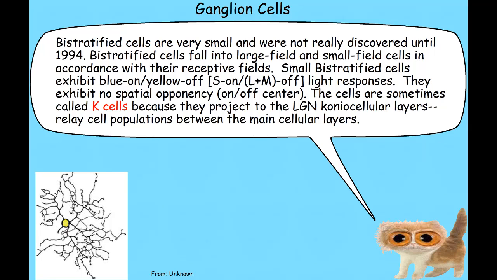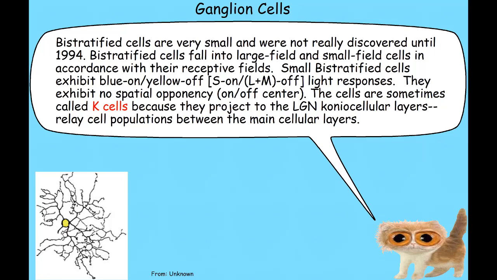Now there's one other kind of cell, bistratified cells. And bistratified cells are very small and were not really discovered till around 1994. Bistratified cells fall into large field and small field cells in accordance with the size of their receptive fields. Small bistratified cells exhibit blue on, yellow off light responses. They don't exhibit any spatial opponency, no on or off center stuff. The cells are sometimes called K cells because they project onto the lateral geniculate nucleus koniocellular layers.